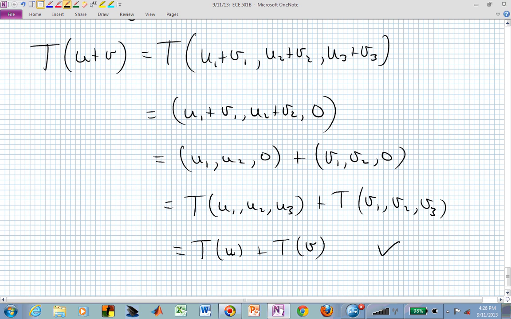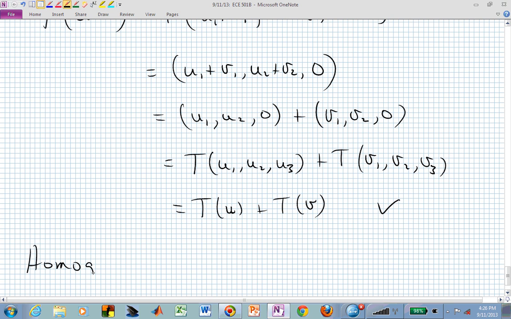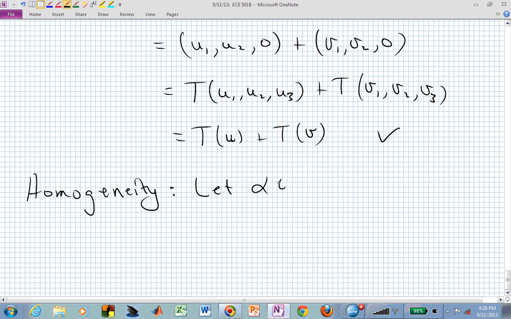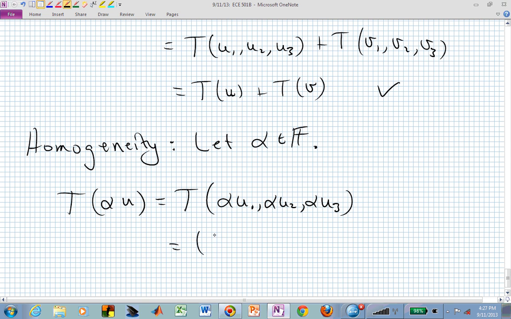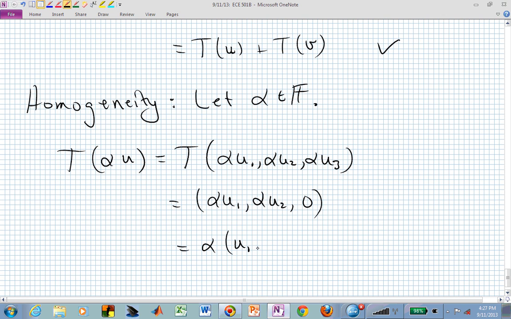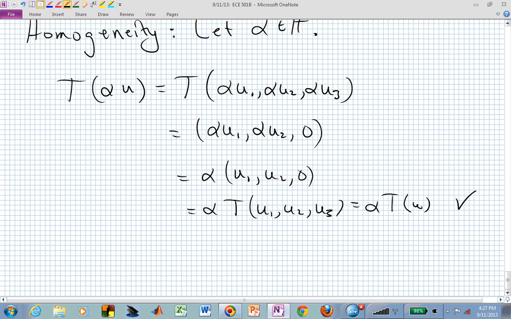So we did verify additivity, and sometimes you can show one and not the other, but you have to show both in order for it to be a linear map. If we now look at homogeneity, let's just pick an alpha as our scalar. Now we need to show that T of alpha U, which is T of alpha U1, alpha U2, alpha U sub 3, is now alpha U1, alpha U sub 2, 0. But we can factor that alpha out. And this is now alpha times T of U1, U2, U3. But that's just alpha T of U. And that now shows that homogeneity is true. So T, in this case, our projection map is linear.